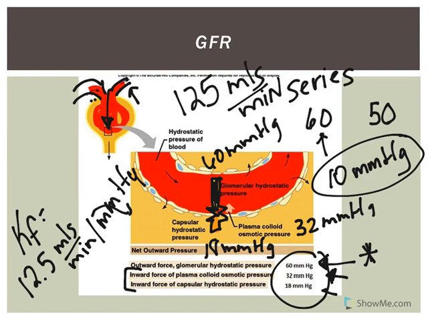Now, the thing is, think about it. If we're filtering 180 liters per day, we better be getting some of that fluid back or we can be severely dehydrated. So just keep that in mind. We are going to get a lot of that fluid back because otherwise we would get dehydrated. So the urine output will vary, though, anywhere from like a half a liter, and depending on how well hydrated you stay, it can be up to like 20 liters a day. So it does vary depending on how well you're hydrated.